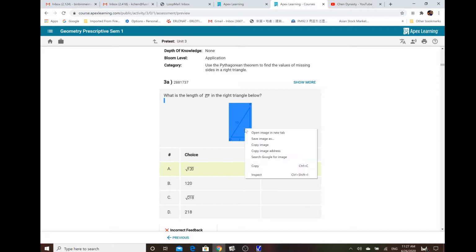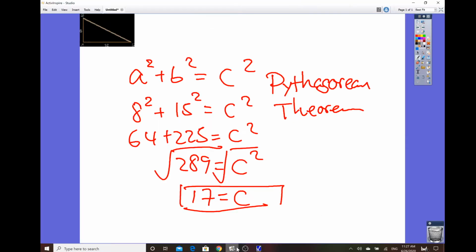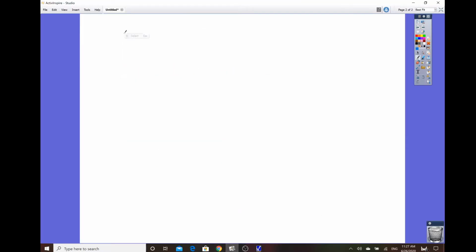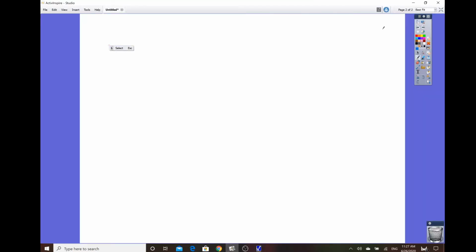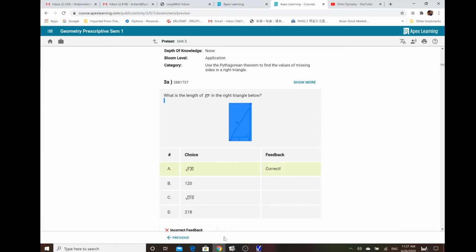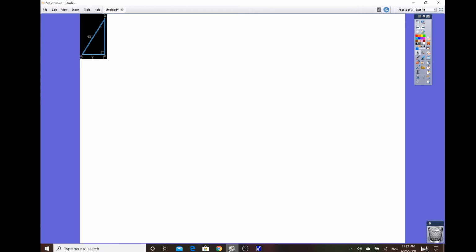So let me just copy the image so I can do it on the Promethean ActiveInspire. For this one here, it's quite similar. Okay, let's just try that one more time. Copy image. And paste. So what we have here is 7, which is the shortest leg, and then the longest leg is 13. So using the alternate form of the Pythagorean theorem, that would be considered b squared.